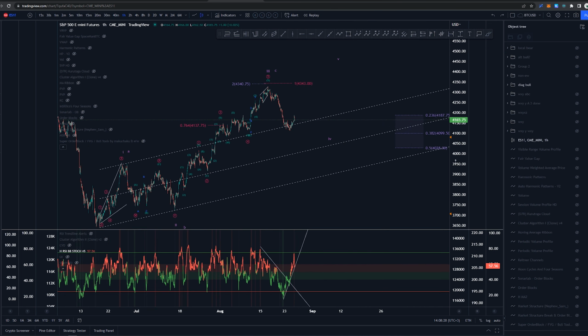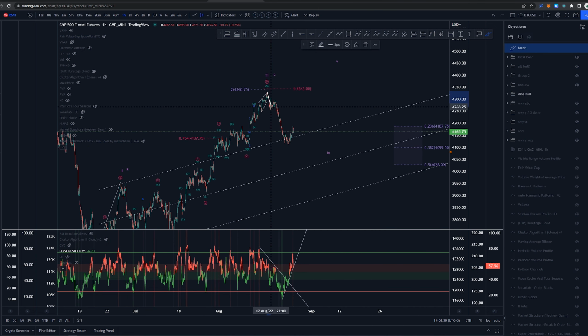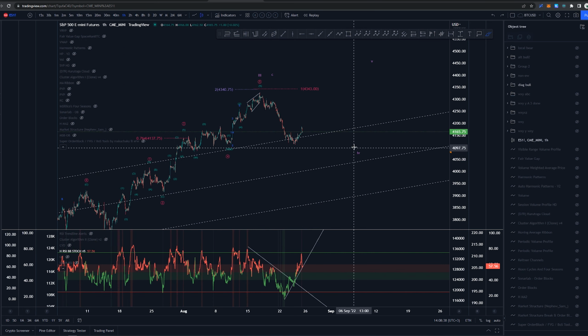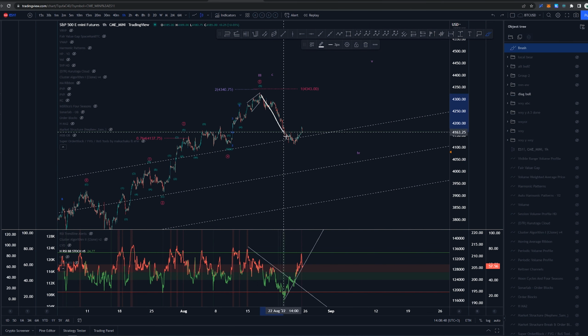Now, we did come really impulsively down here, and this definitely can't be an impulse wave on its own, meaning that we can't have just an impulse wave on wave 4, because again, this is a correction that we are expecting here for the bull scenario. So in the bull scenario, we would be having this as a wave 1.